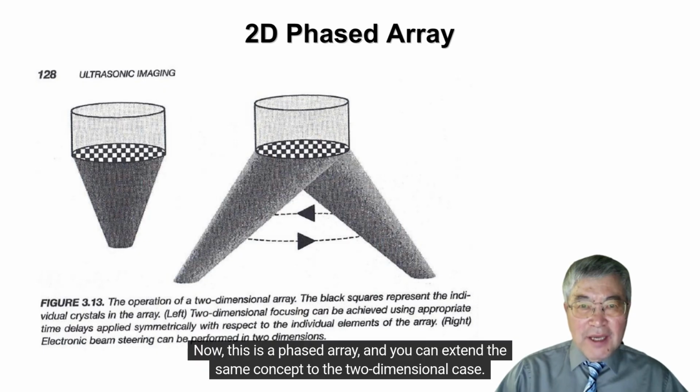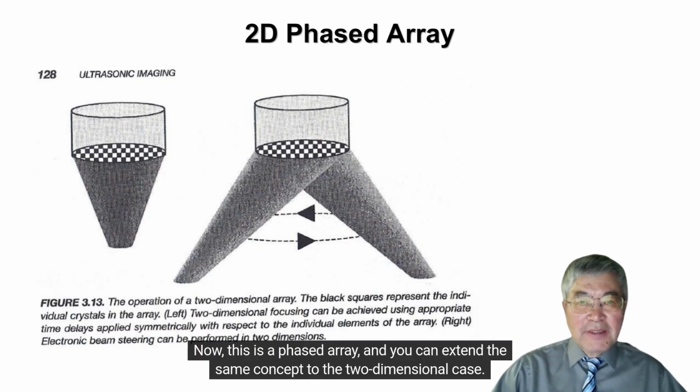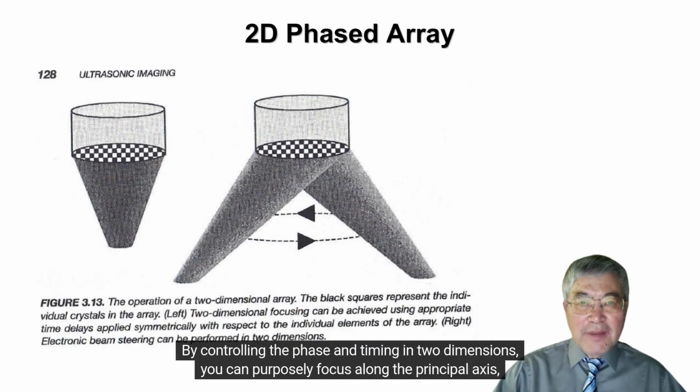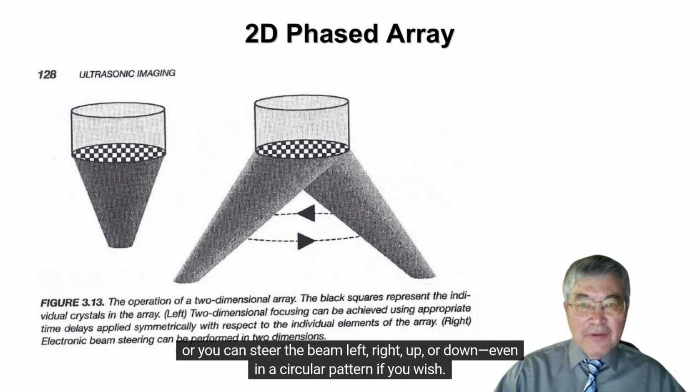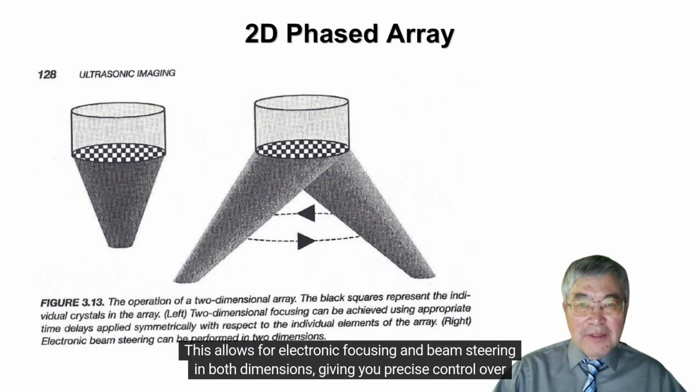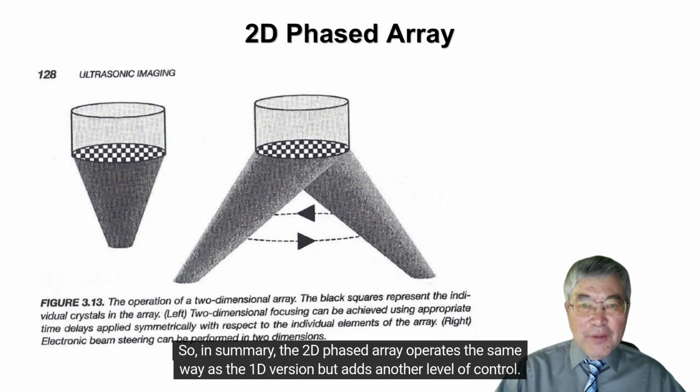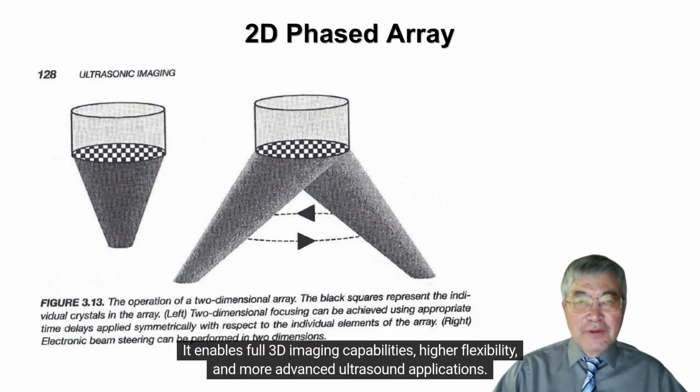Now, this is a phased array, and you can extend the same concept to the two-dimensional case. Instead of having one line of elements, you now have a grid, a 2D array of transducer elements. By controlling the phase and timing in 2 dimensions, you can purposely focus along the principal axis, or you can steer the beam left, right, up, or down, even in a circular pattern if you wish. This allows for electronic focusing and beam steering in both dimensions, giving you precise control over the acoustic field. So, in summary, the 2D phased array operates the same way as the 1D version, but adds another level of control. It enables full 3D imaging capabilities, higher flexibility, and more advanced ultrasound applications.